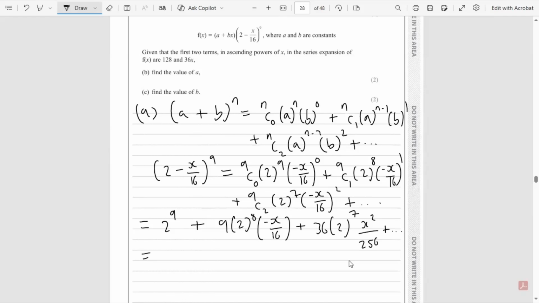So then 2 to the power of 9 on my calculator gives me 512. And then we have 9 times 2 to the power of 8, and then divide by negative 16. So we have here a minus 144x. And then with the third term, 36 times 2 to the power of 7, divided by 256 gives me 18. So plus an 18x squared plus dot dot dot. And that there is the answer to the question.